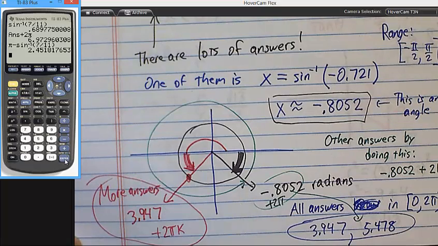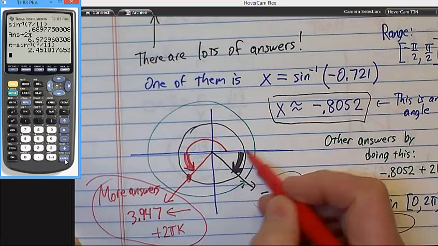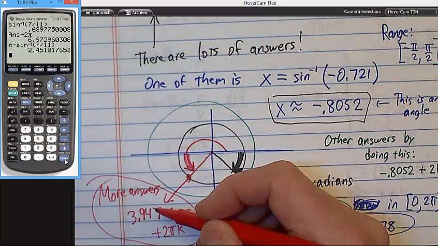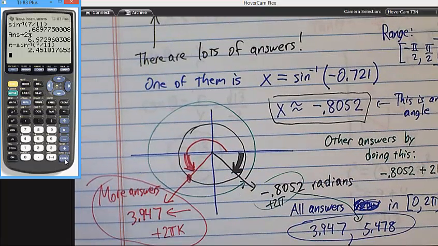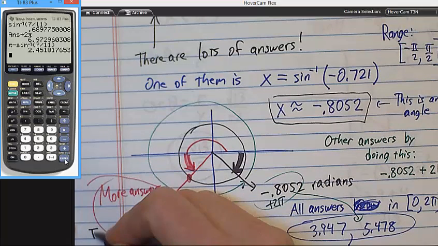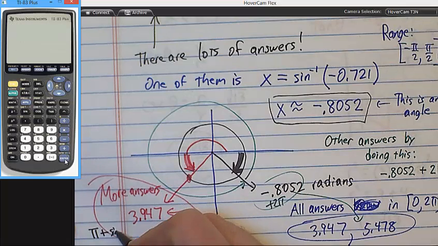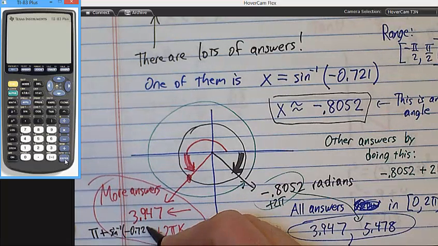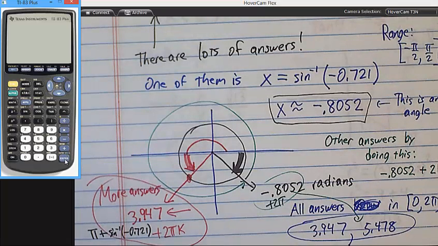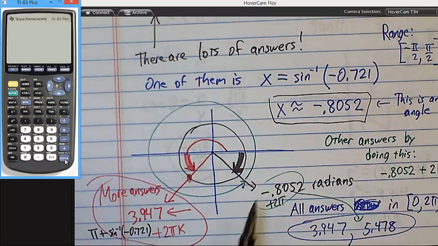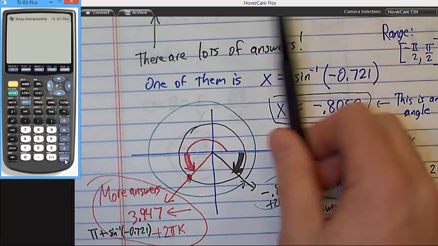What I did was, I noticed that from here to here was pi, so I did pi plus what I got the first time, the inverse sine of negative 0.721. That's interesting, because in the problem I just showed you, it was pi minus, because I had to not rotate as far as pi. But to get this red angle, I had to go a little farther than pi.